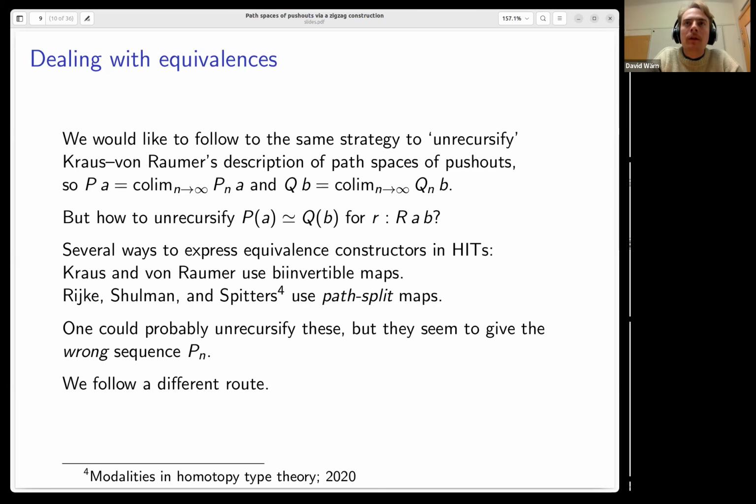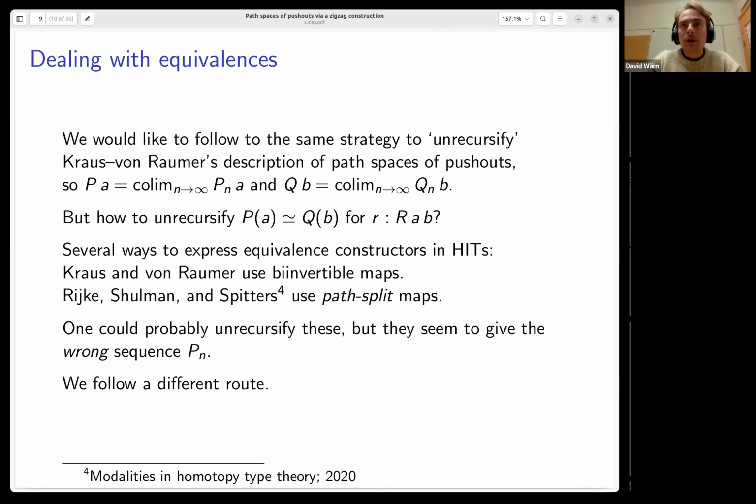And the question is then, before we could unrecursify a recursive point constructor, but in Carlson-Ramer's description, we have a kind of a constructor for an inductive type family that's given by a family of equivalences. So the question is, how do we unrecursify an equivalence? And I will mention some ideas in this direction.